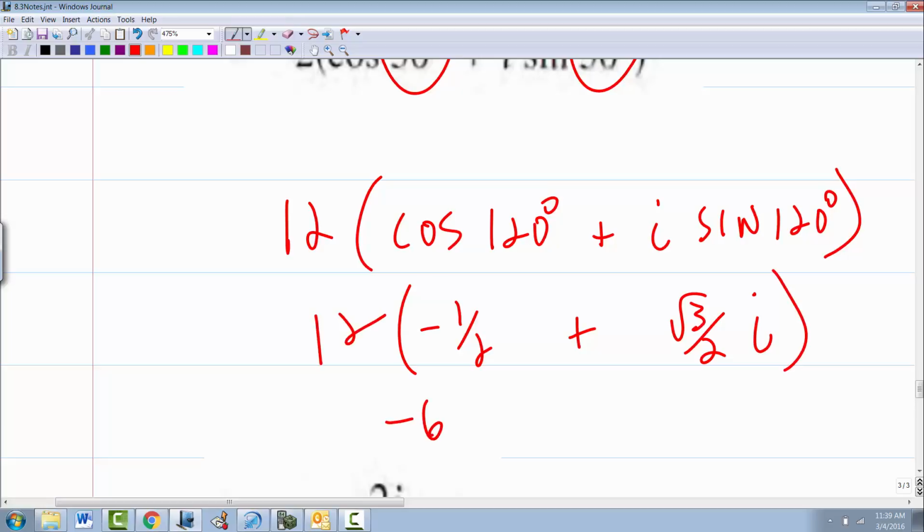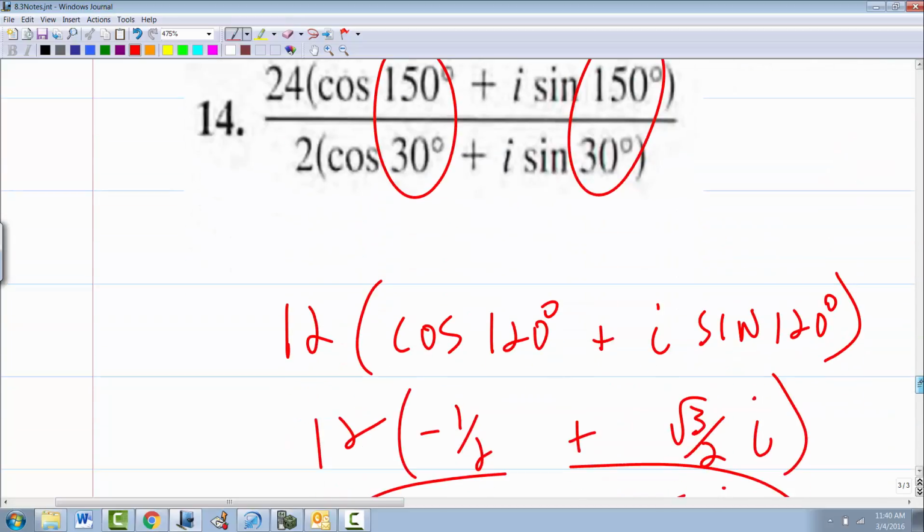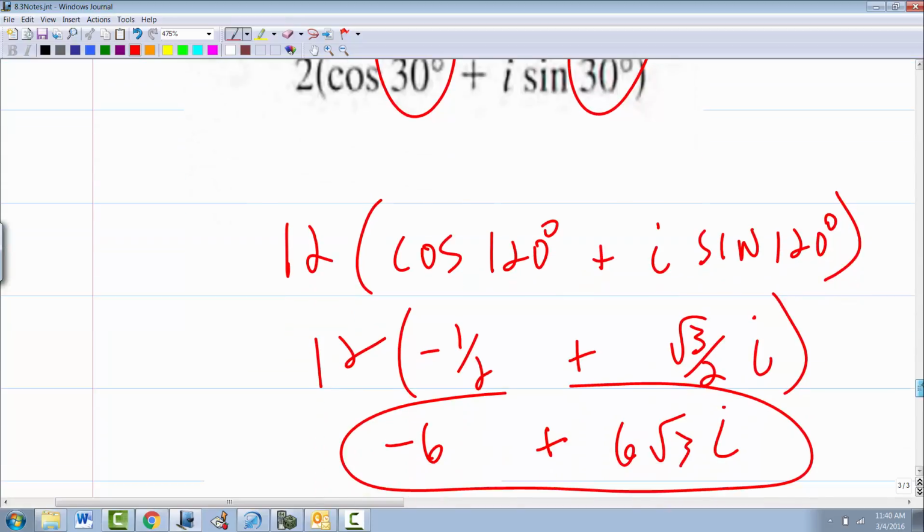All right. Now that, no one can say that's worse than actually a plus bi form over a plus bi and then rationalizing. Don't look at me that way.